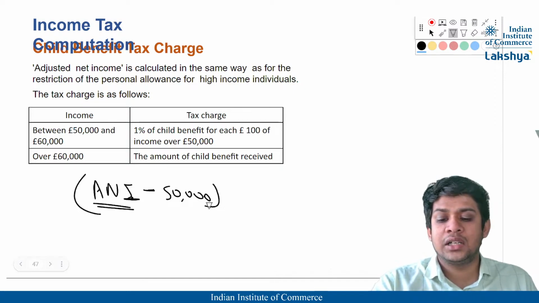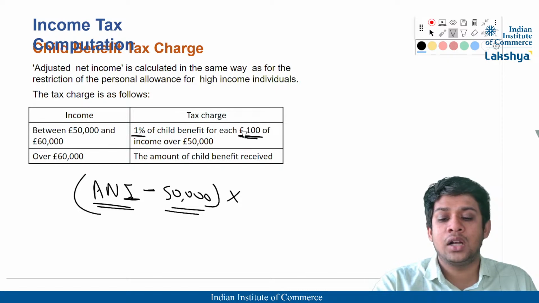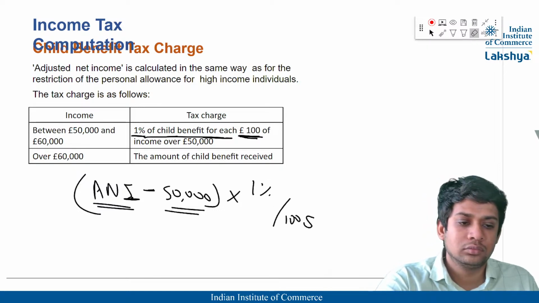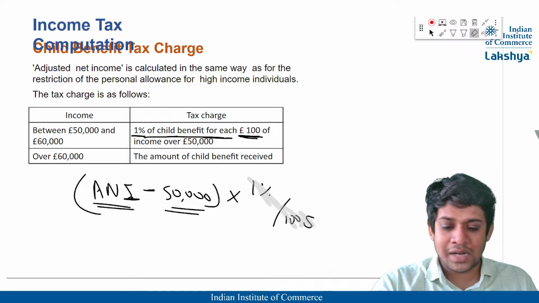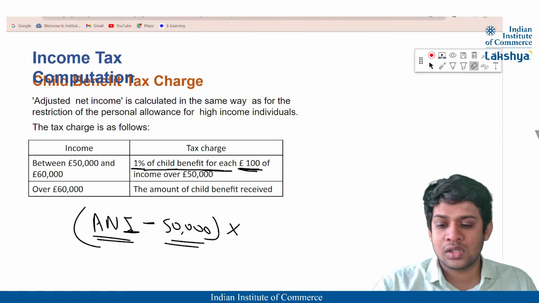So the adjusted net income minus 50,000 into, you can just take 1% for every 100 pounds, correct? You can take 1% of the child benefit as a tax charge for every 100 pounds. So technically there is just a simple formula. We'll directly do it through a sum.